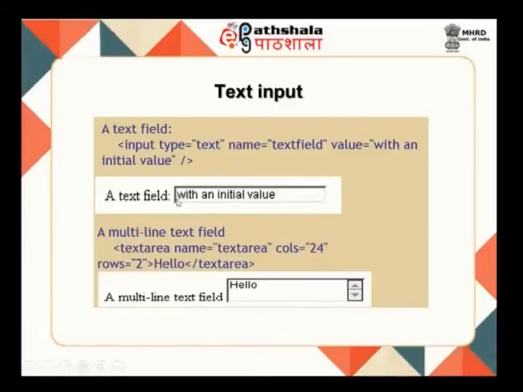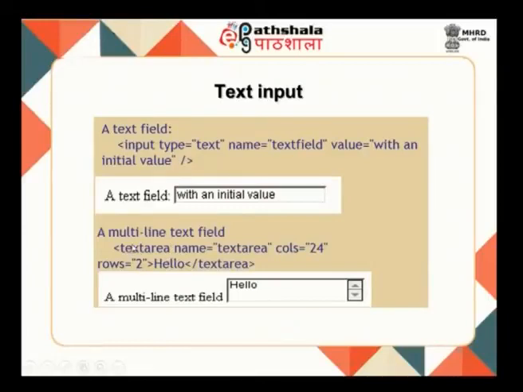You can see here we create a text field, and this is the label, a text field. This is the normal text given in the HTML document, appearing as it is, and a text field is now created, which has an initial value that is displayed in the text field.